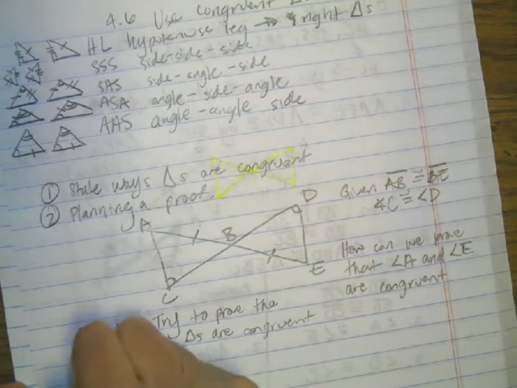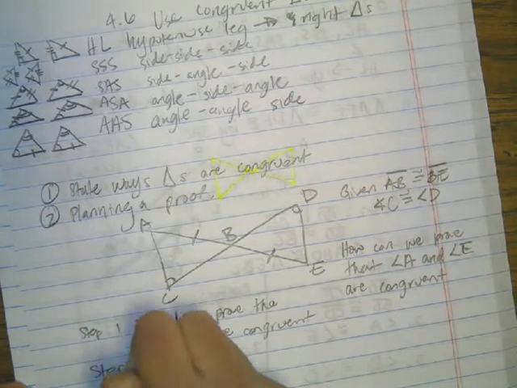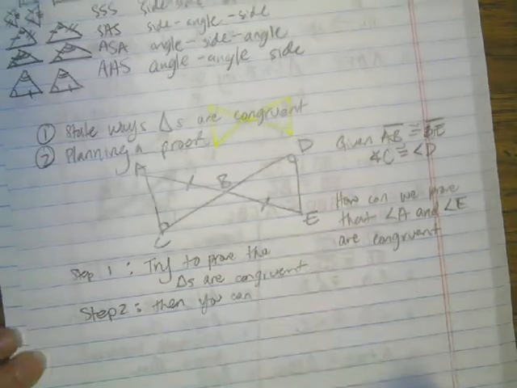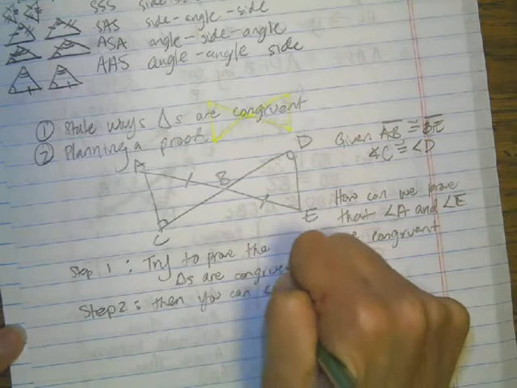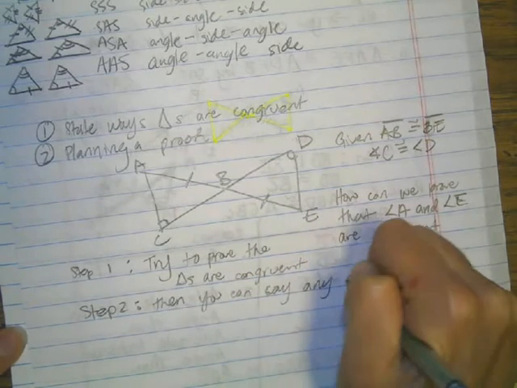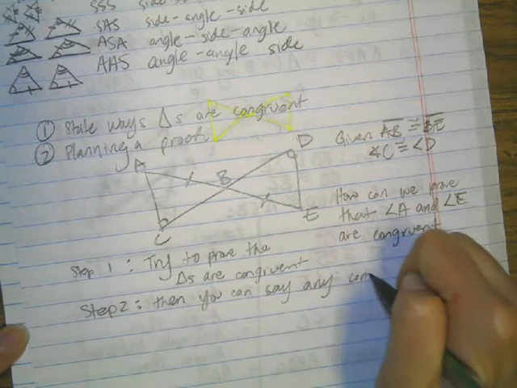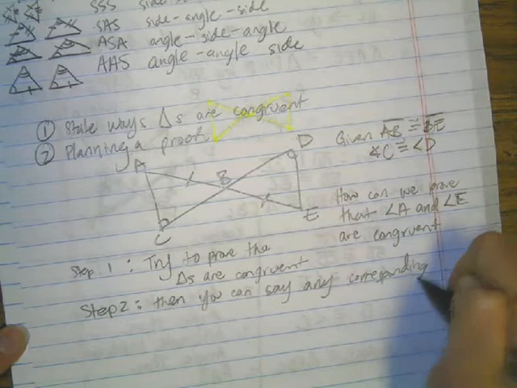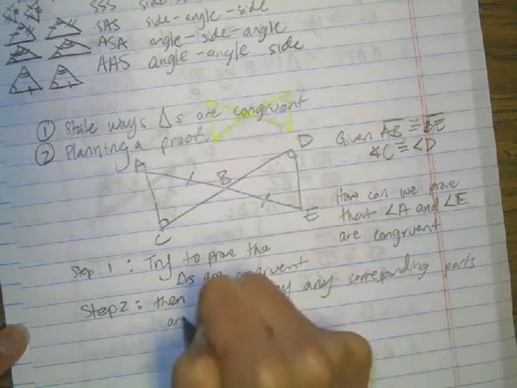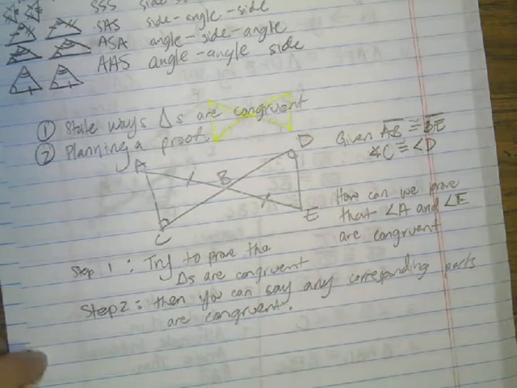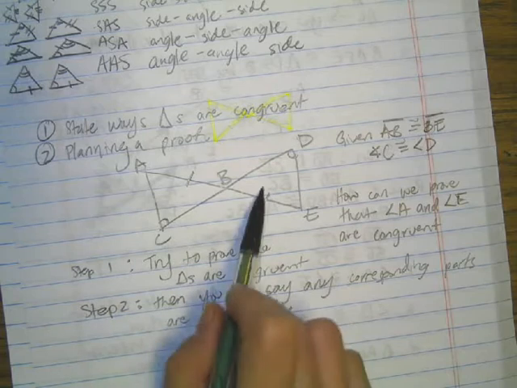Because once you prove the triangles are congruent, then you can say any corresponding parts are congruent. So your first move is to say, alright, I want to prove the triangles are congruent, and then once I do that, I can say the corresponding parts are congruent. So how do I want to go about proving that these two triangles are congruent?